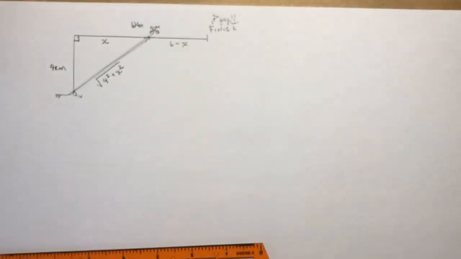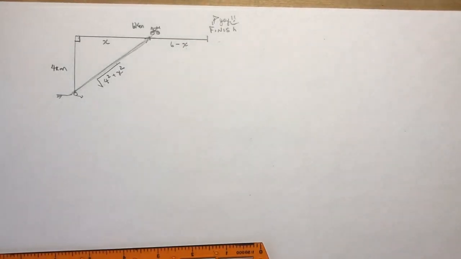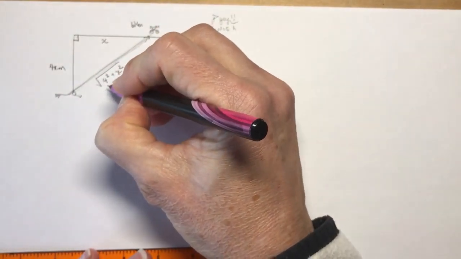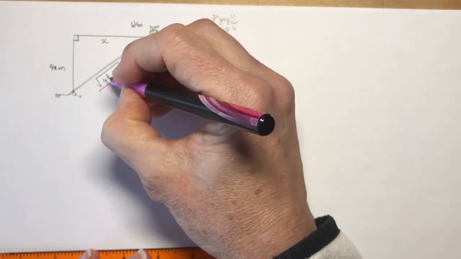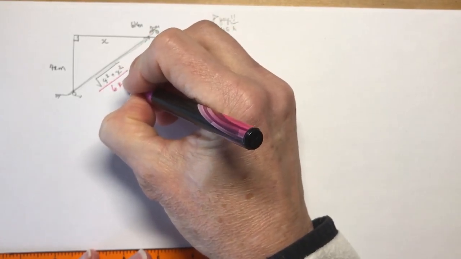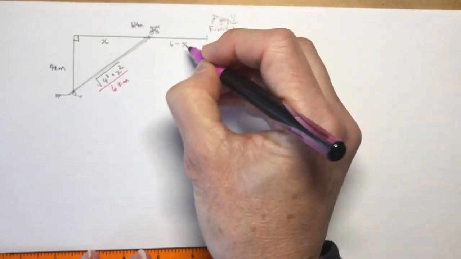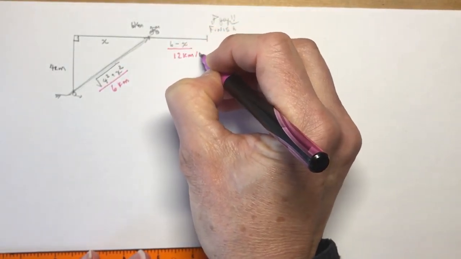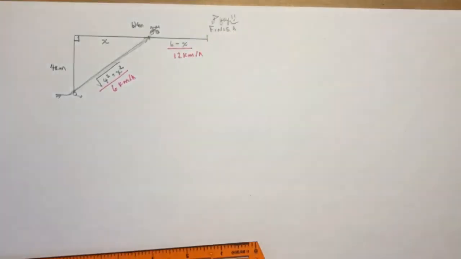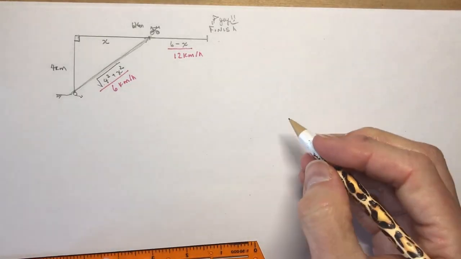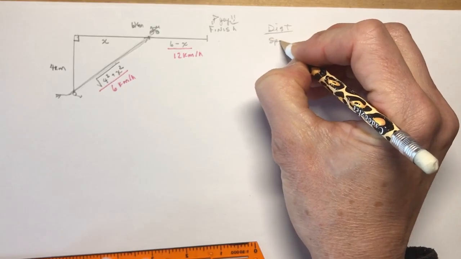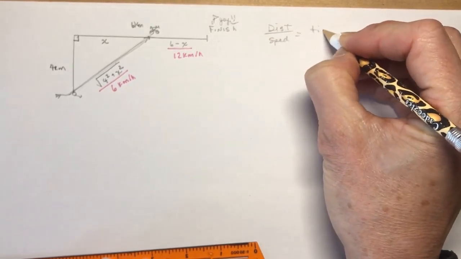So now I need to know what the speed is. Bill can only swim at 6 kilometers an hour, and he can cycle at 12 kilometers per hour. So the distance divided by the speed is going to give us time, and that's what we're trying to minimize. So remember, distance divided by speed gives you time.